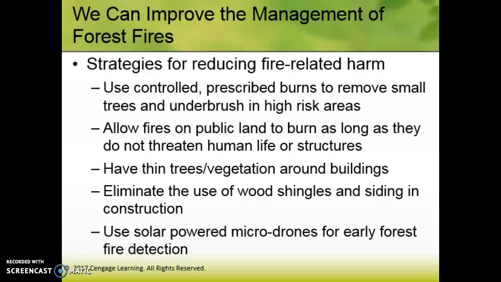This is part 2 of the AP Environmental Science Chapter 8 lecture. In part 1 we left off talking about eliminating the use of wood shingles and siding in construction. I apologize for the awkwardness of how that ended. I didn't realize that I was about to time out.